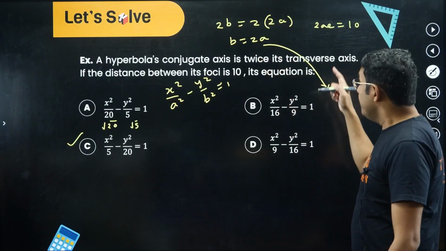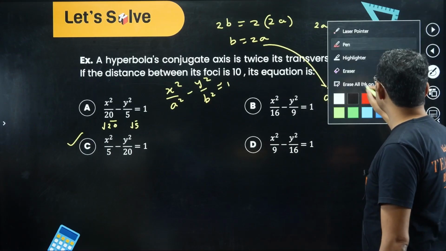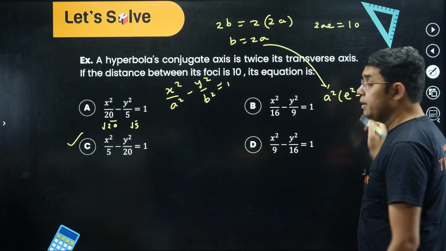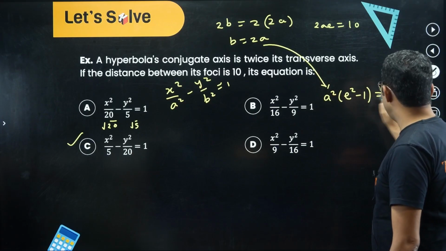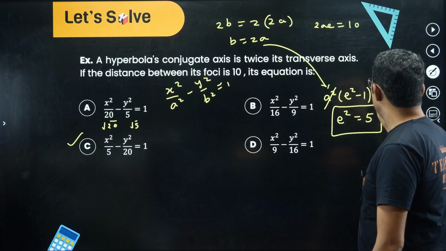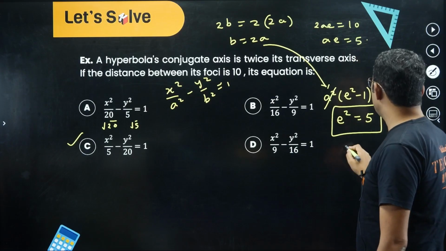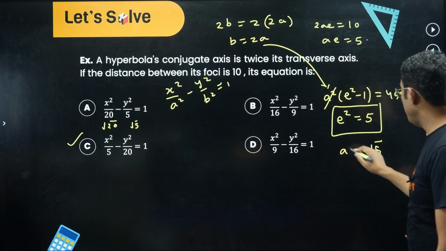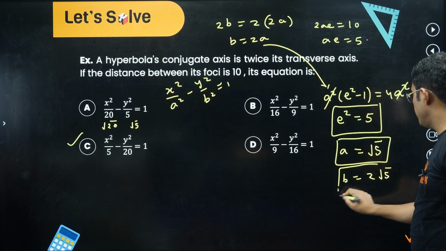If you square both sides, b square will be a square into e square minus 1, because it's a hyperbola, and this is equal to 4a square. So this a square will be cancelled. The value of e square is coming out to be 5. So if we know e from this, because ae is 5, we will know a. E is root 5, ae is 5, so a is root 5. A is root 5, b is 2 root 5. So you get your answer from this.